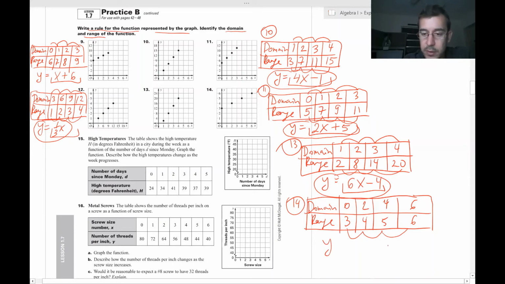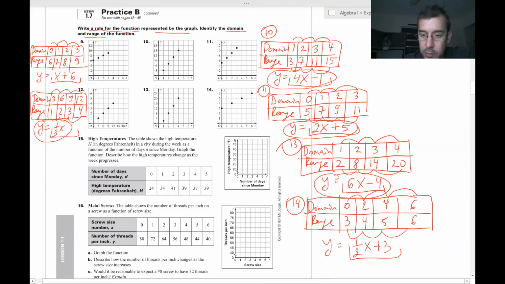The rule for the function is y equals. The range values, we see they increase by 1. The domain values increase by 2. So this has to be 1/2 x. And then we might have to adjust. So let's see, when x is 0, 0 over 2 is 0. So we have to do plus 3, right?